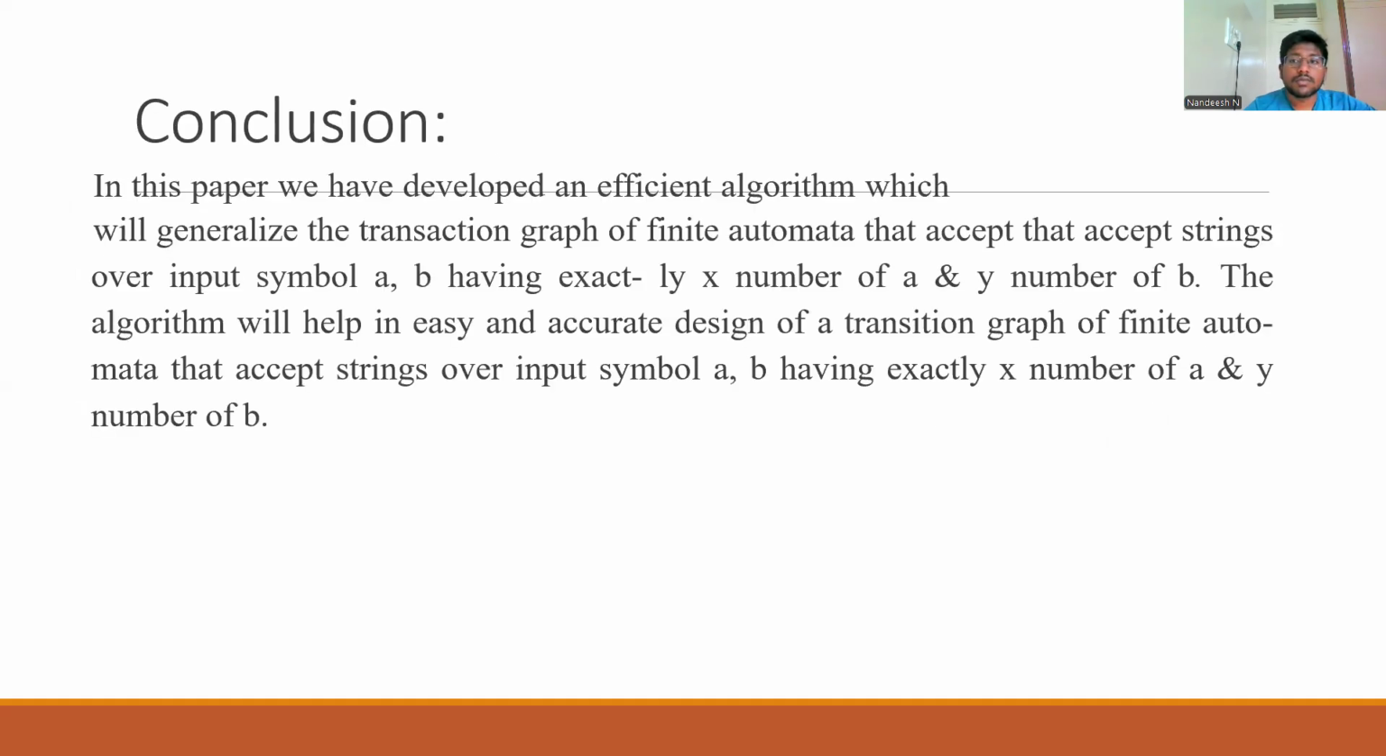Conclusion. In this paper, we have developed an efficient algorithm which will generalize the transition graph of finite automata that accept strings over input symbols a, b having exactly x number of a and y number of b. The algorithm will help in easy and accurate design of a transition graph of a finite automaton that accepts strings over input symbols a, b having exactly x number of a and y number of b.